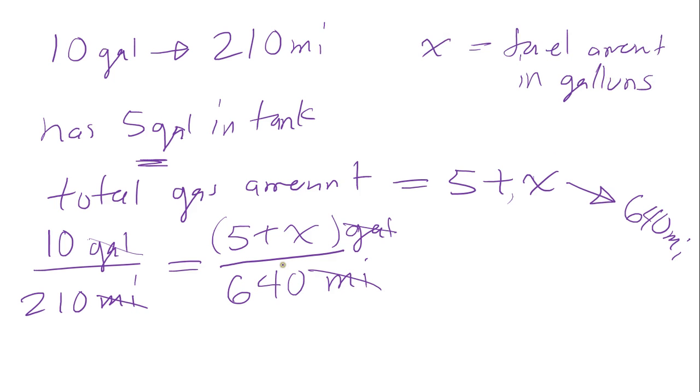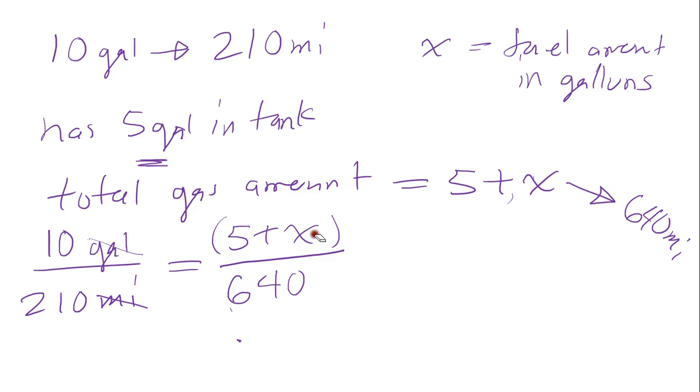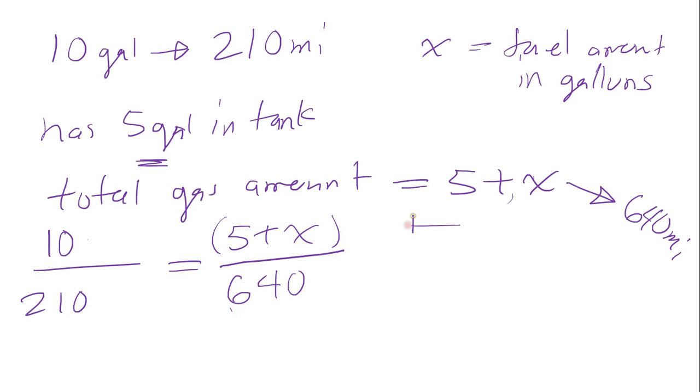And actually, I won't worry about the units for the time being, because that might be a little bit confusing. We'll just note that the numerators are gallons, and the denominators on both sides are miles. Okay, that's all we need to worry about really. So let's go ahead and multiply both sides by 640 and multiply both sides by 210 so we can get rid of all these fractions.